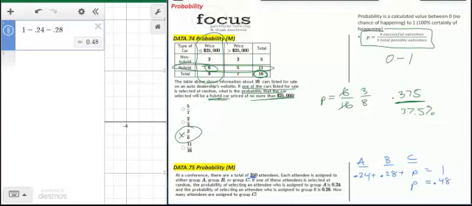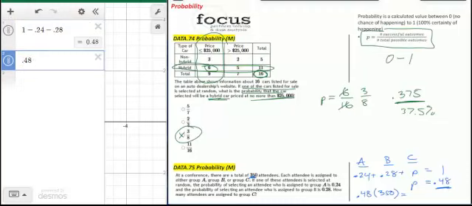And if there's a total of 350 people, then we can use the percentage. If 48% of those 350 will be in C, we can calculate that amount, 0.48 times 350, and we see that the answer is going to be 168.